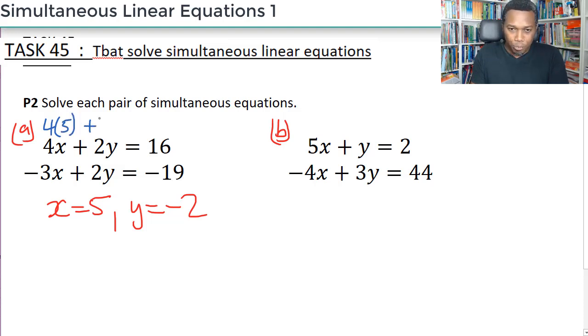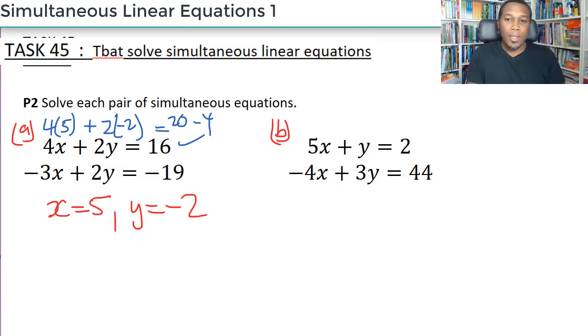4 times 5 plus, actually, no. Let's do the negative sign one. No, I don't want to do it. You did it. I don't want to do that. Y is equal to, and then 2 times minus 2. 2 times minus 2, and what you get there is 20, and then 2 times minus 2 is minus 4. 20 take away 4 is what we have, so 16, and it does work.